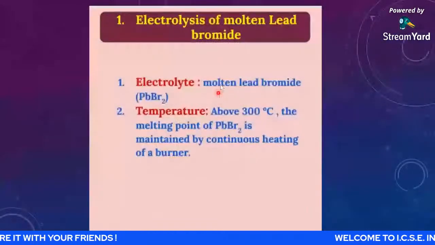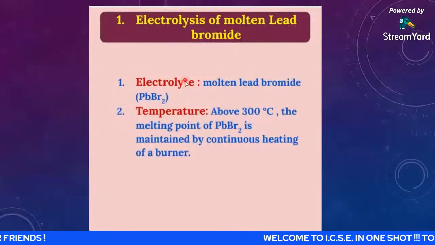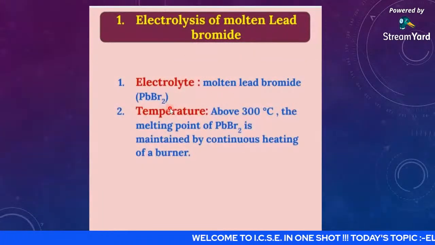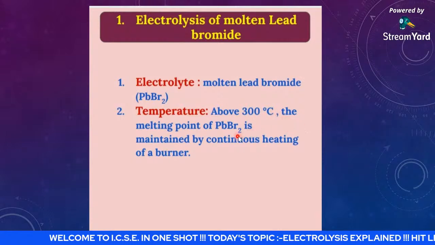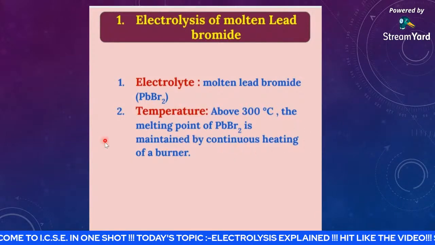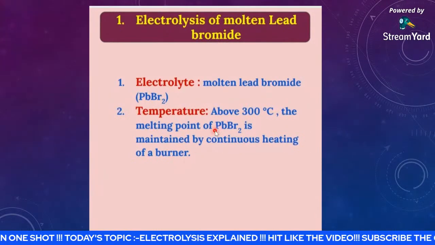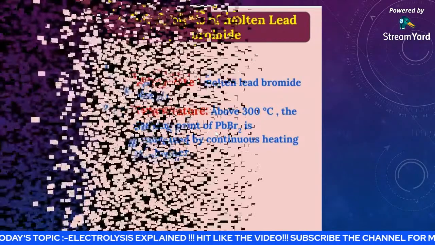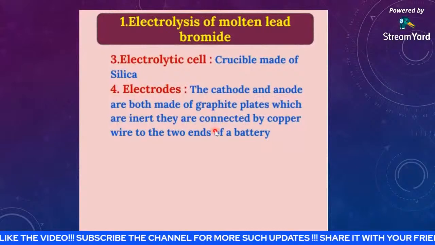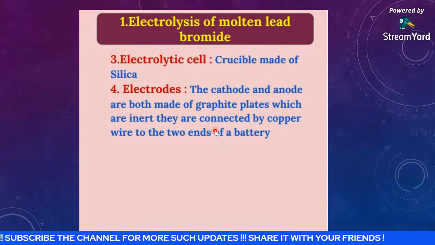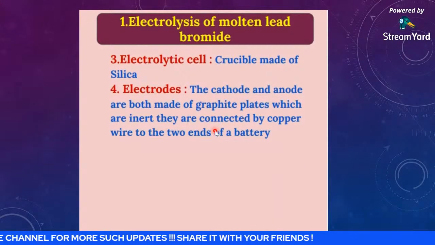First one is electrolysis of molten lead bromide, which is PbBr2. The temperature is kept above 300 and the melting point is maintained by continuous heating of the burner. Observations are really very important over here. Make it a point to note down in a notebook, so that you are able to understand everything in just a nutshell.